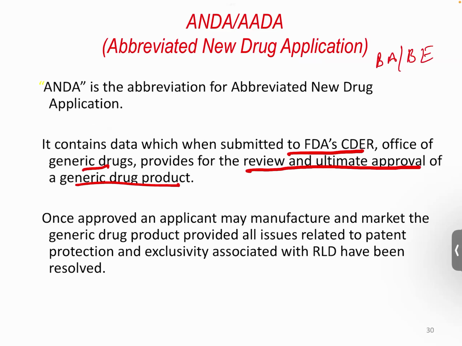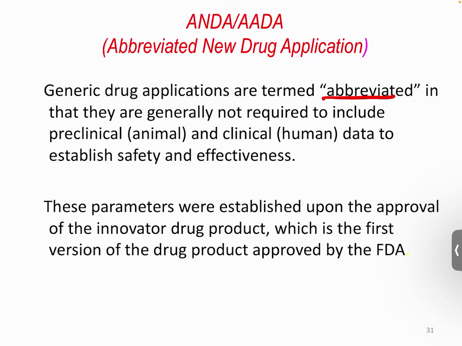Why are they termed abbreviated? Because they generally are not required to include preclinical and clinical data to establish safety and effectiveness. These parameters must have been established upon the approval of the innovator drug. So basically, they take all the data of the innovator drug and just try to prove that our drug is the same as the innovator drug.